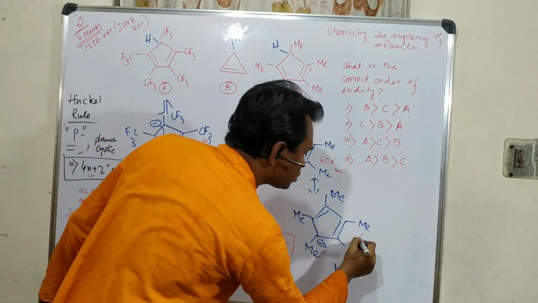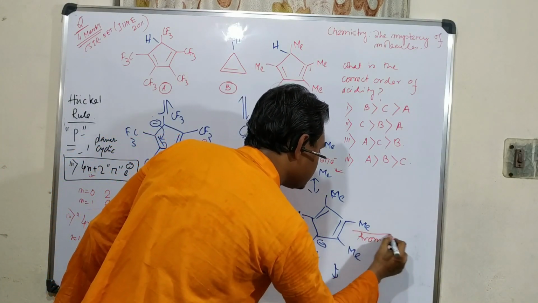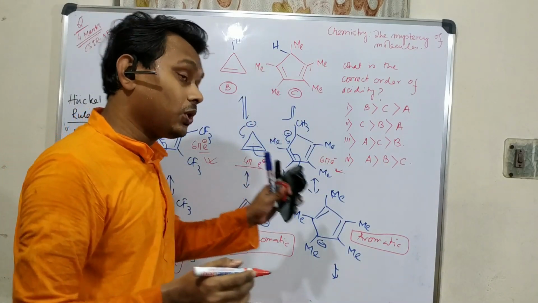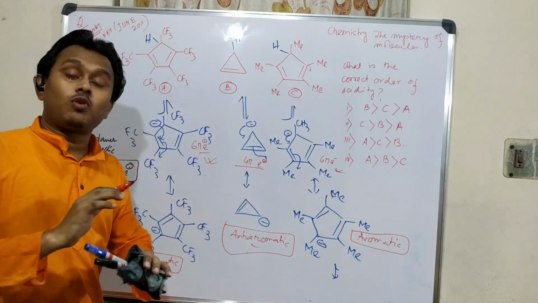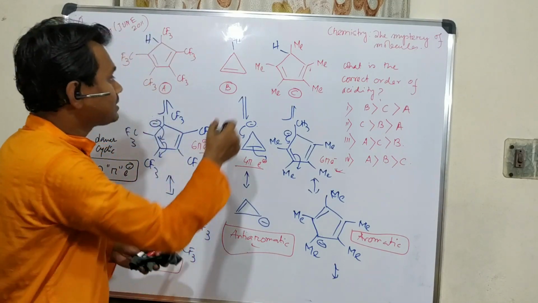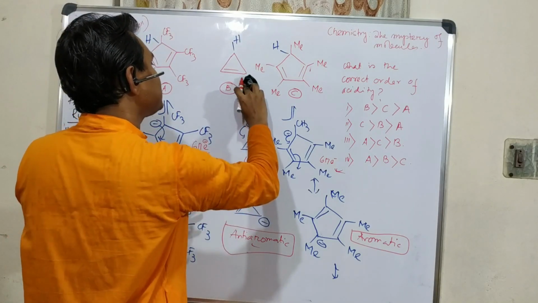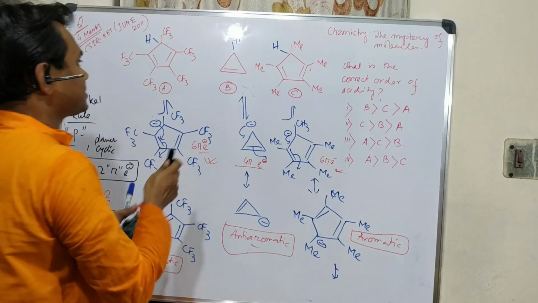Okay, this is also aromatic. Now according to the nature of aromaticity, aromaticity is stabilization. Aromaticity means delocalization, which brings stabilization. So this is anti-aromatic, so unstable. So let's eliminate this option, that this will be least stable.